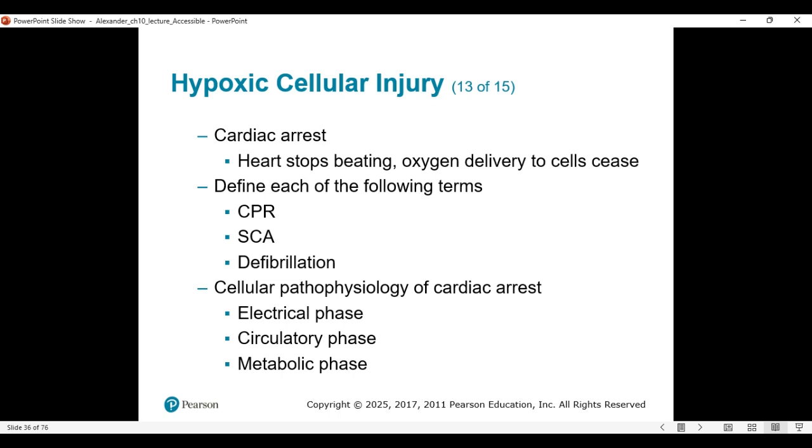They want you to define each of the terms: CPR, SCA, defibrillation. CPR, cardiopulmonary resuscitation. SCA is sudden cardiac event or attack, and defibrillation. We all know what that is. Three different phases in cardiac arrest. We have the electrical phase, the circulatory phase, and the metabolic phase. They're all defined in your book.